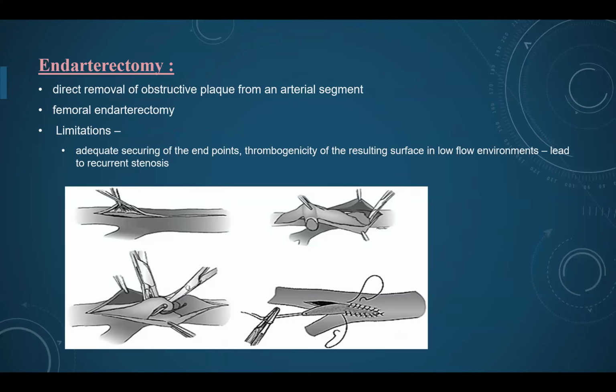Coming to the procedure, endarterectomy is the direct removal of obstructive plaque from an arterial segment. Most commonly, endarterectomy is used in femoral sector involvement. The limitation is that adequate securing of endpoints cannot be done, and there is a high chance of thrombogenicity due to the raw surface area, which can cause recurrent stenosis.